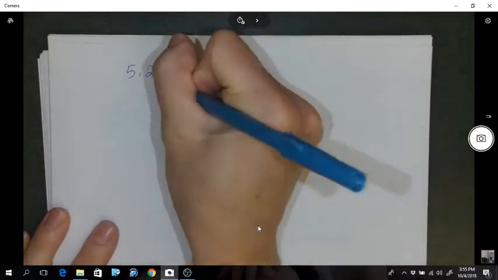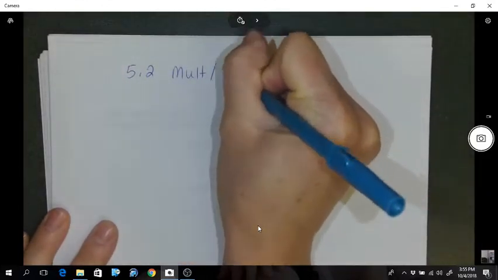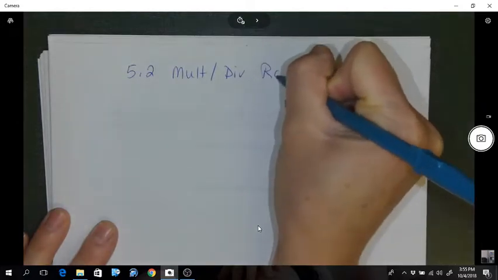Okay, today's lesson is multiplying and dividing rationals. 5.2, I'm going to call it multiplying and dividing rationals.